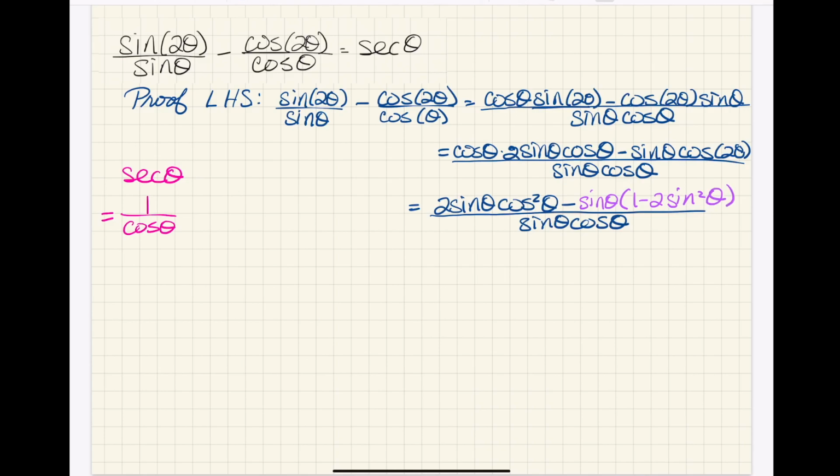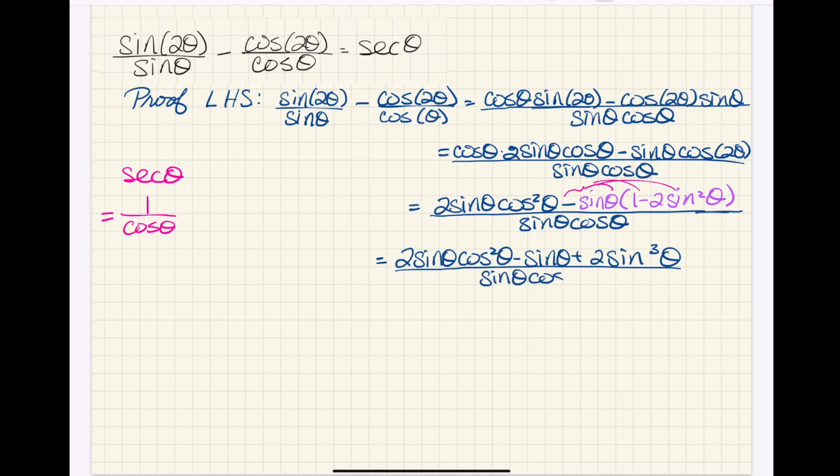And the great thing about proofs is you might be looking at this and seeing a completely different process, and we can still get to the same final solution. Now, distributing this factor of negative sine theta through the parentheses, we have 2 sine theta cosine squared theta minus sine of theta plus 2 sine cubed theta all over sine theta cosine theta.